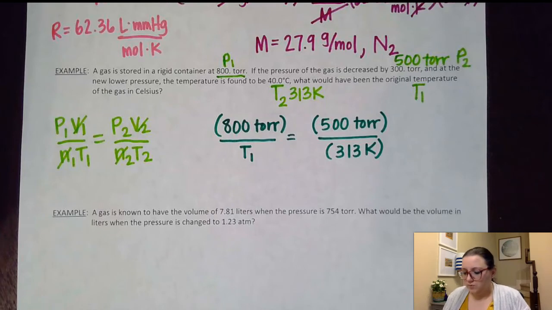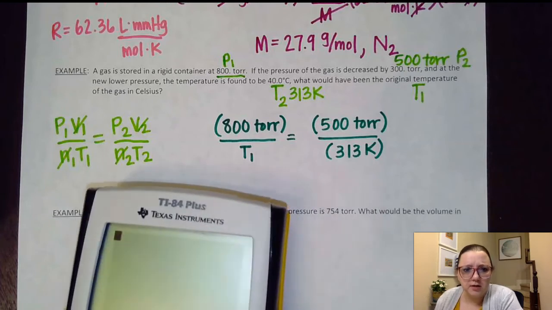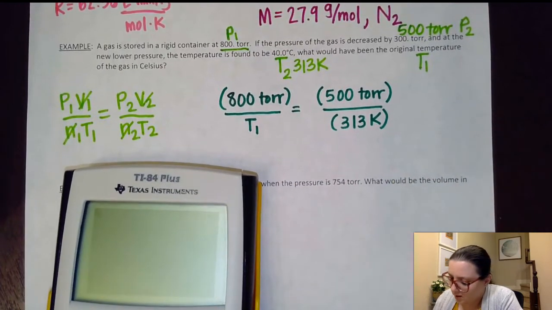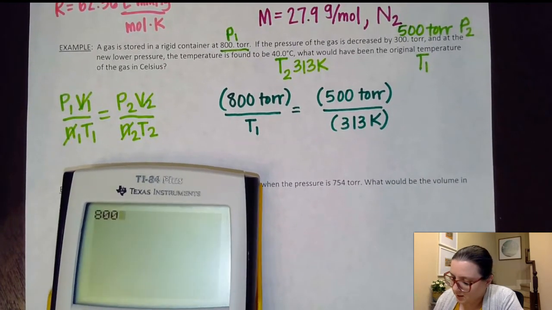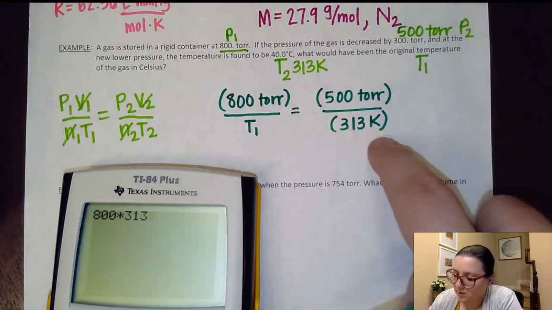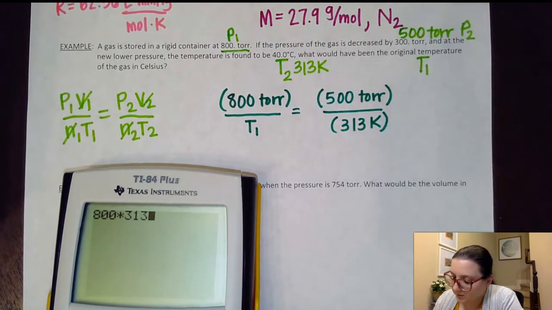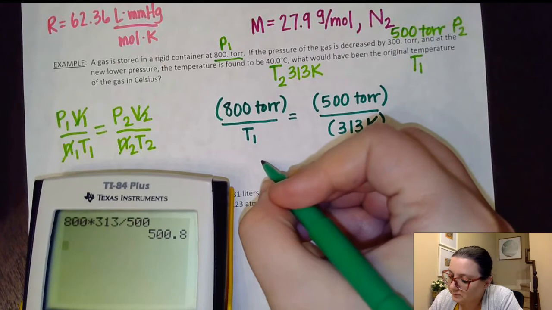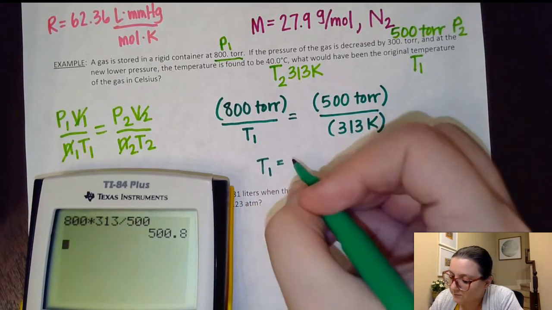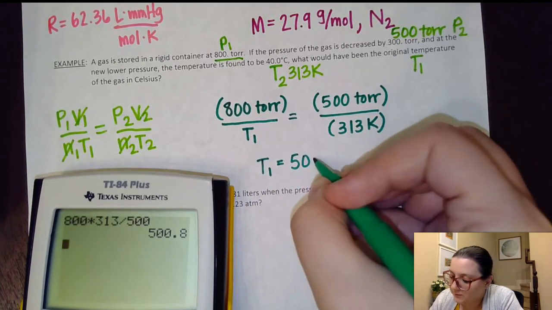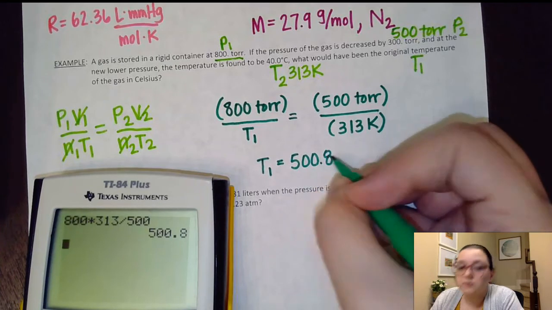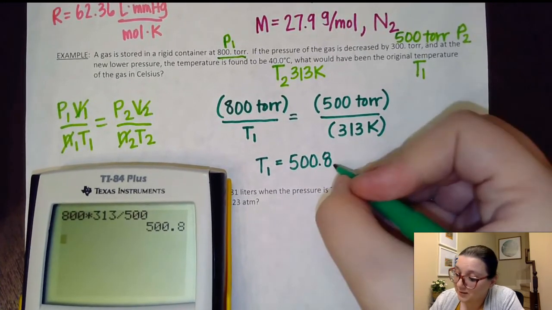So there's lots of different ways to do this algebra. And honestly, if you're doing it in a way that makes sense to you, where you're getting the correct answer, that's totally cool. But again, I would do 800 times 313, so cross multiply those, and then I would divide by my 500. And I see that gets a T1 of 500.8. Now I have to be careful here because right now that is still in Kelvin.